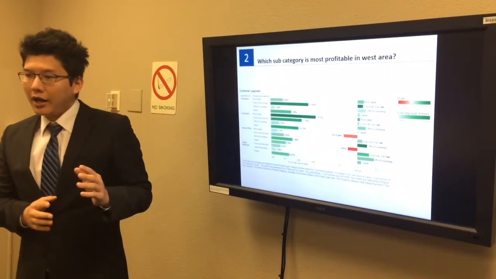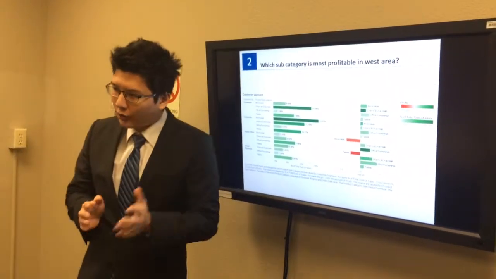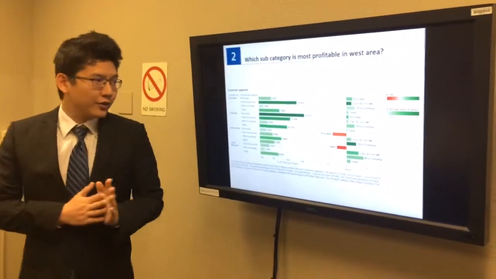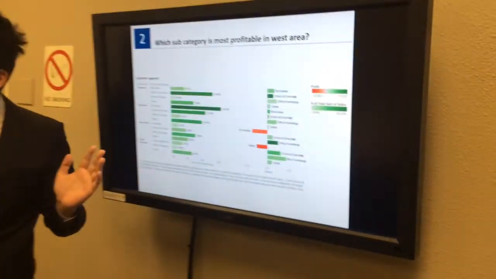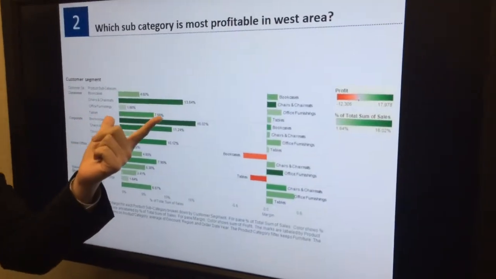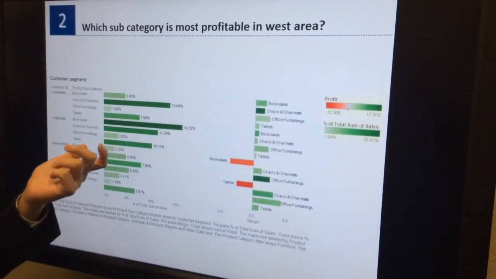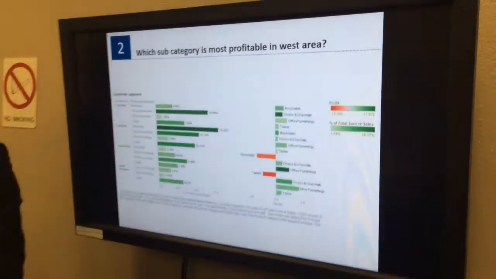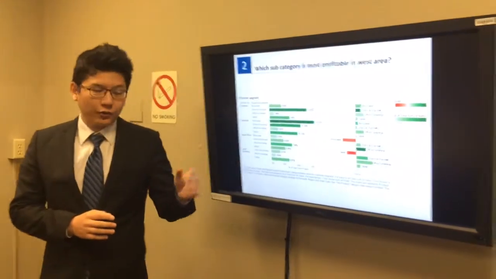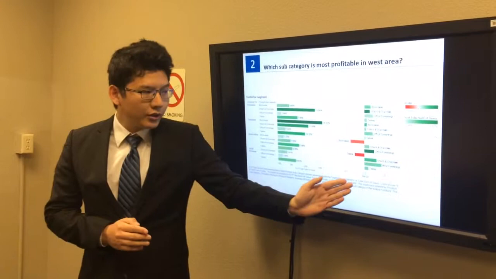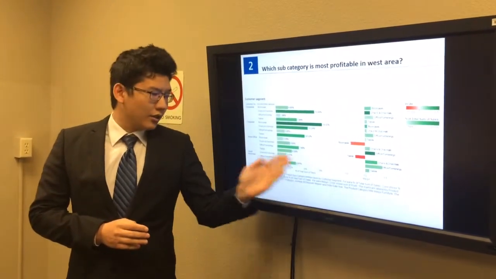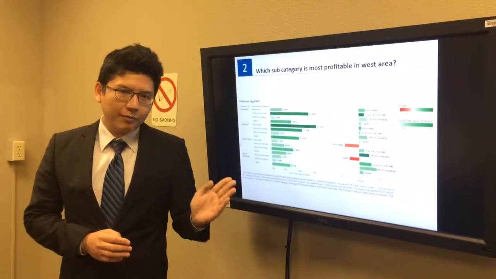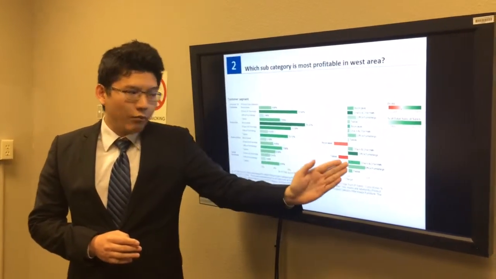According to our observation, we found 2 very interesting things. First, in terms of sales, we can see the length of the bar here is longer than the other 3 categories. The corporate segment generates the most sales for the Superstore. But in terms of margin, there's a different story. Small businesses actually generate the least sales for the company, but they have the highest margin rate.